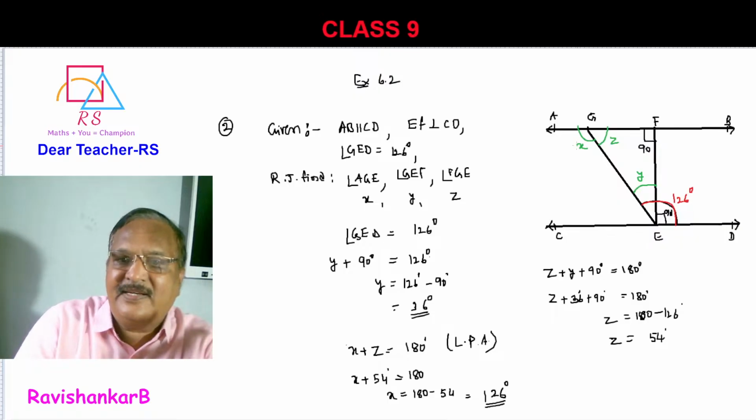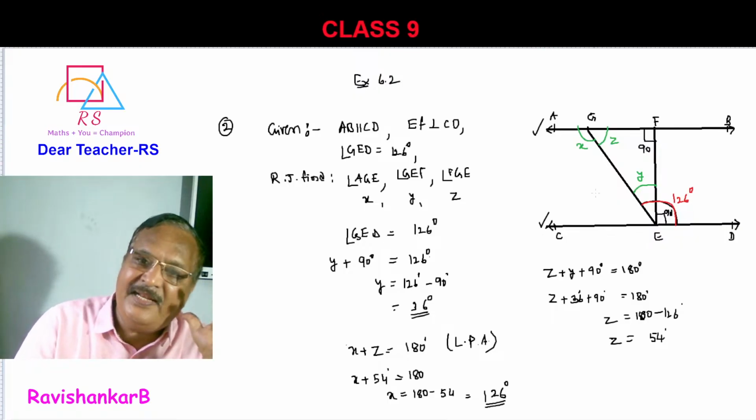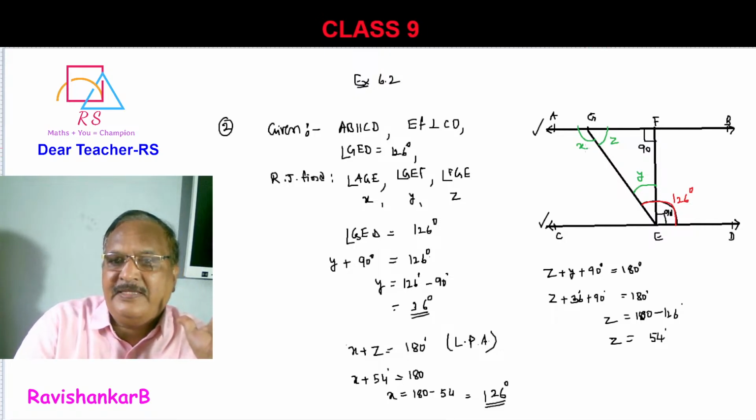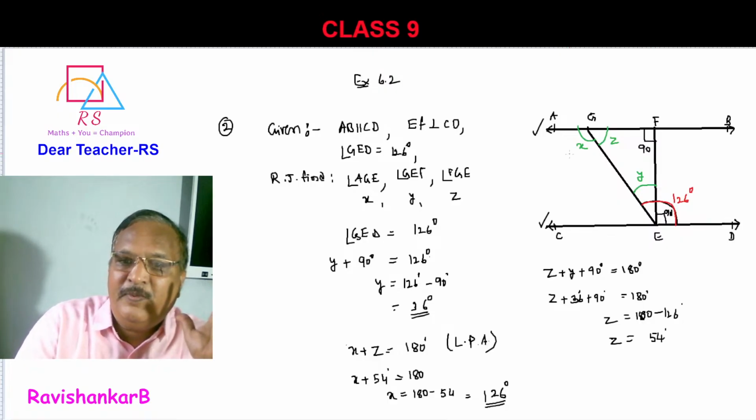They are alternate interior angles because AG is parallel to CD. You can directly write x because x is alternate to 126. If you consider GE as transversal, x is equal to 126. Okay, that also you can write it. So directly you will be getting x.